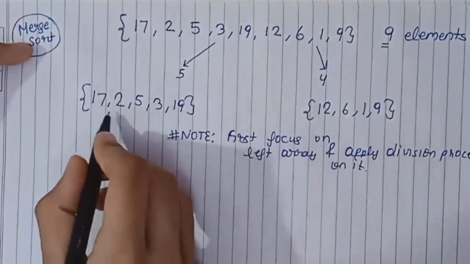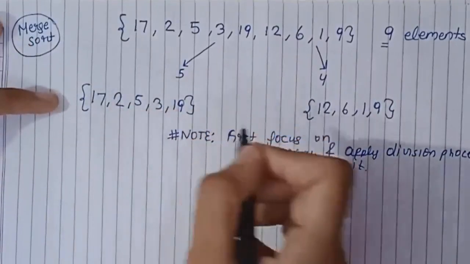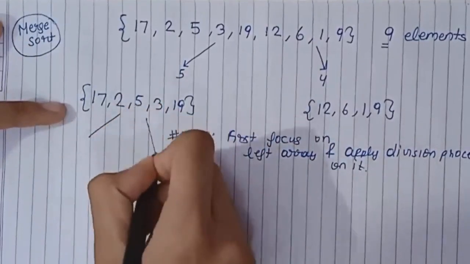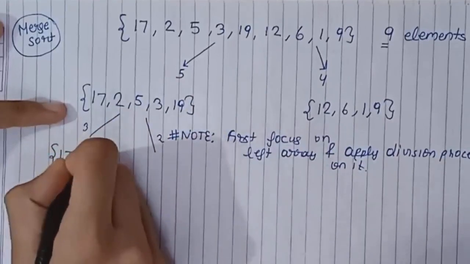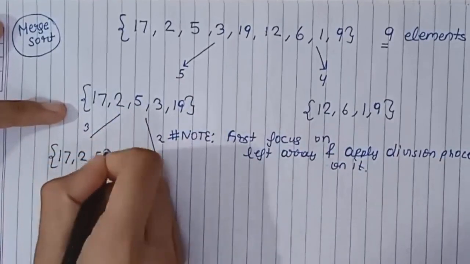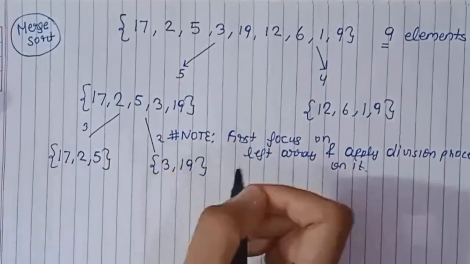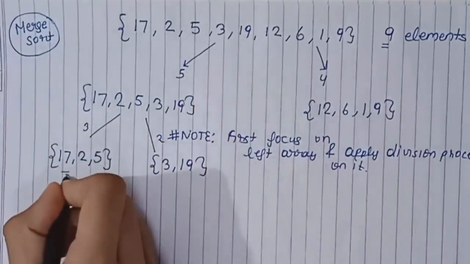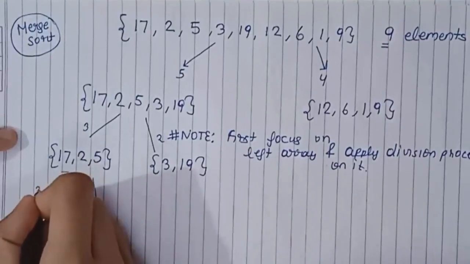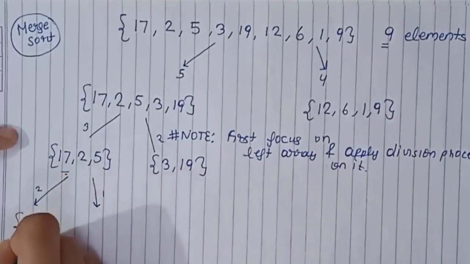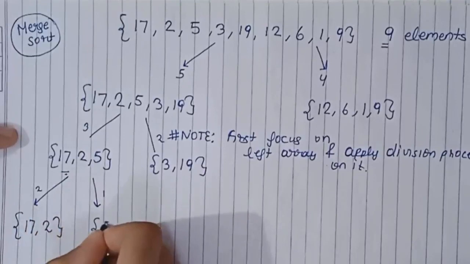Now therefore I will first focus on the left part. This is a 5 element array and I will divide it in the ratio of 3:2. So it is 17, 2, 5, and here it is 3, 19. Again I will focus on the left side array first, and here I will divide it in the ratio of 2:1. Here I will get 17, 2. Here I will get 5.